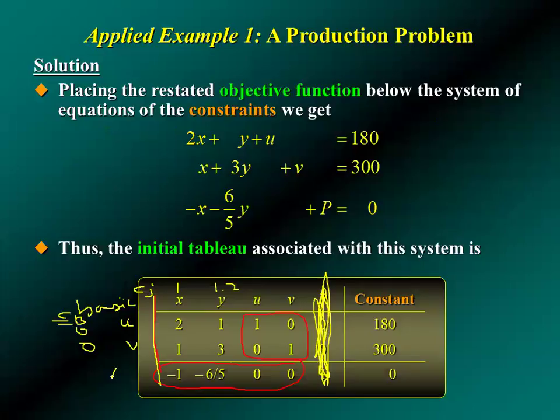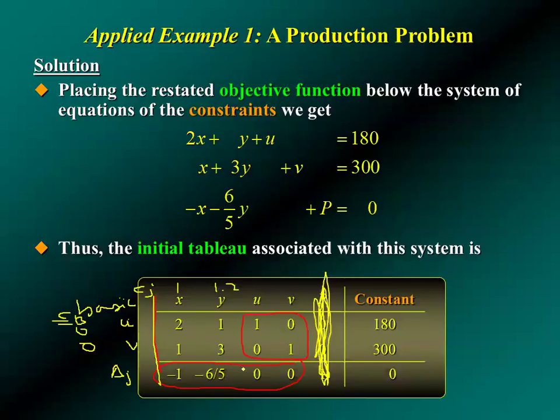Now I'll calculate something called my net evaluation as follows. I'll multiply Cb into each column, so 0 into 2 plus 0 into 1, and subtract Cj, which will give me this row here. 0 plus 0 minus 1 is minus 1. 0 plus 0 minus 1.2 is minus 1.2. 6 by 5 is 1.2.